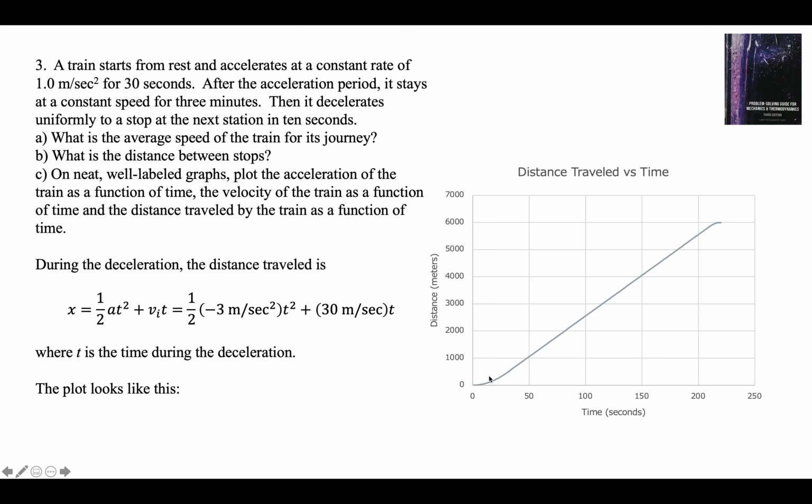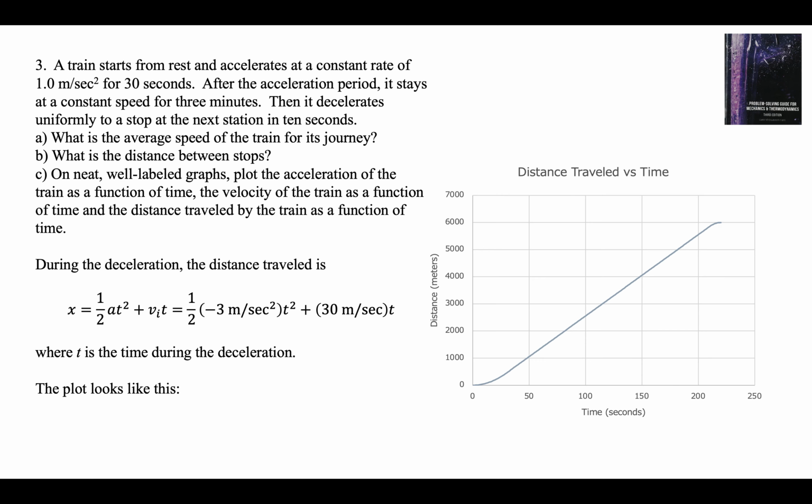The acceleration phase from 0 to 30. That's a curved line from 0 to 30. The slope is 0 at the beginning because the speed is 0. Then there's this long straight line. And then from 210 seconds to 220 seconds, it curves downward, concave downward, and stops at 220 seconds.